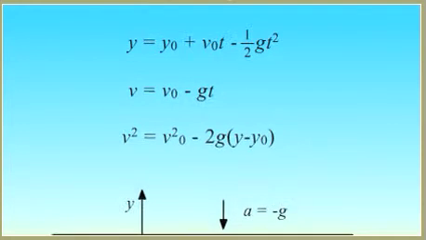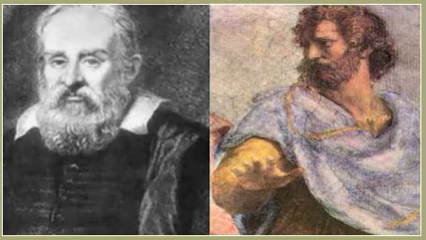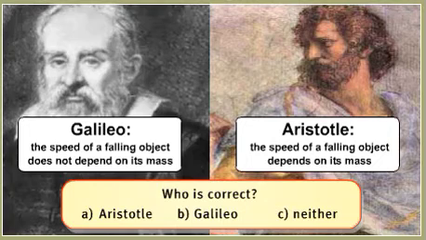Let's do a simple age-old experiment that involves free fall. Aristotle claimed that the speed of a falling object depends on its mass, or, in other words, heavier objects fall faster. Galileo, on the other hand, said the contrary, which is that the speed of a falling object does not depend on its mass. Who do you think is correct?